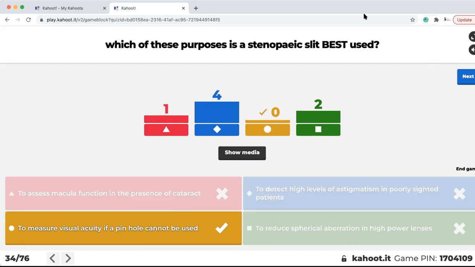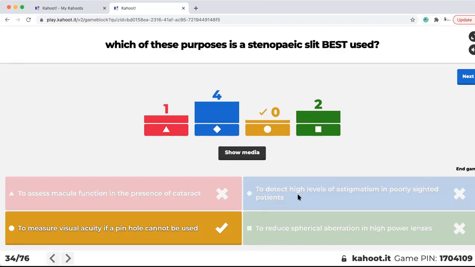So here we come to two confusing answers: to detect a high level of astigmatism in poorly sighted patients, or to measure the visual acuity if a pinhole cannot be used. I will tell you why I believe that C is the correct answer, not B. What is the simple definition of a stenopaic slit? It is an elongated pinhole, meaning that if you use a pinhole to detect the potential visual acuity of a patient, the stenopaic slit can do the same, but for the astigmatic patient.